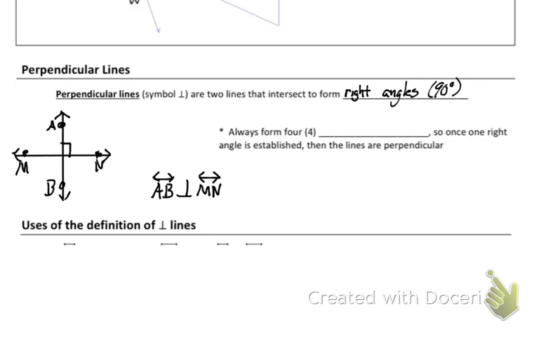Note too, if this one is 90 degrees, that means this one's 90 degrees, which means this one's 90 degrees, which means this one's 90 degrees as well. So it always forms 4 right angles. As soon as you hear perpendicular, you're going to think, oh, I need 4 right angles.